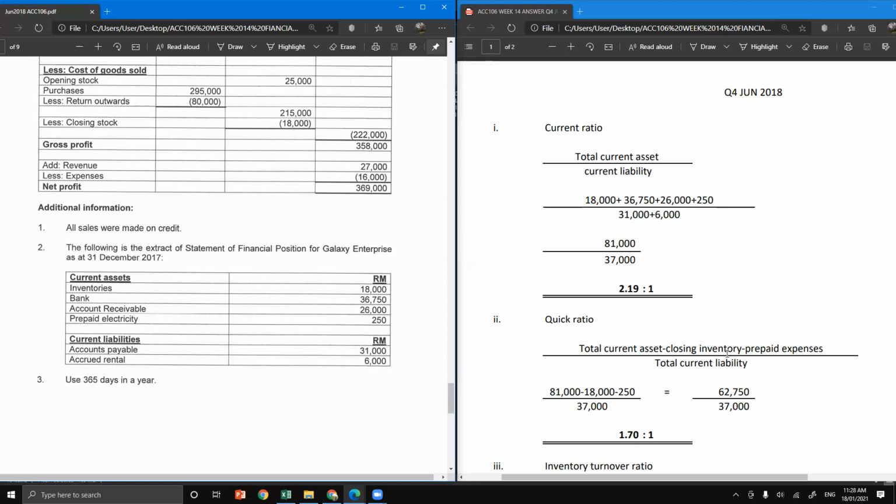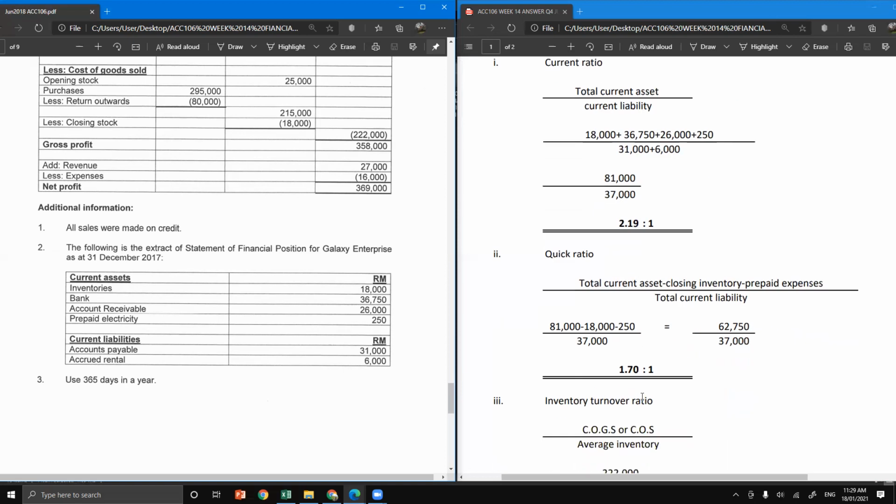And then 81,000 minus 18,000 minus 250 equals 62,750. Divided by the current liabilities of 37,000, this will give you the answer of 1.70.